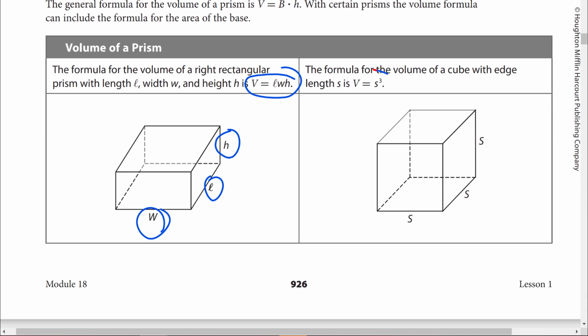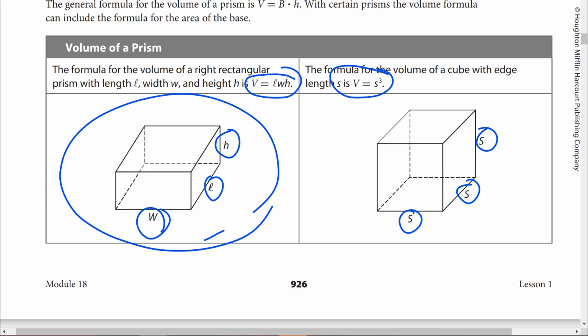The book does give you this one for the volume of a cube, which is s to the third, side length to the third. That only works when all of the sides are the same, and quite honestly, you can do it with the same equation for a rectangle. So we're just going to use the right rectangular prism equation.